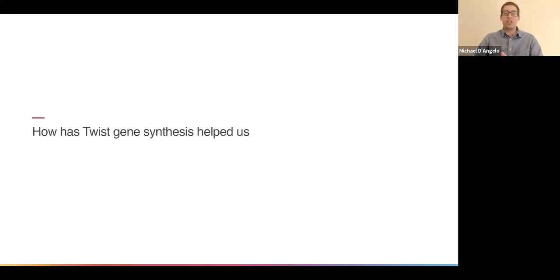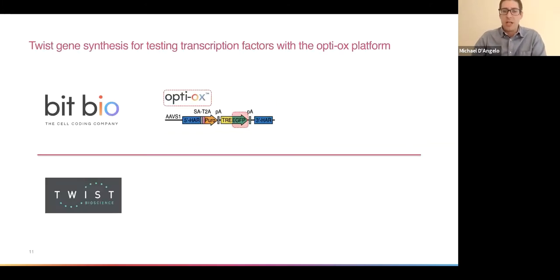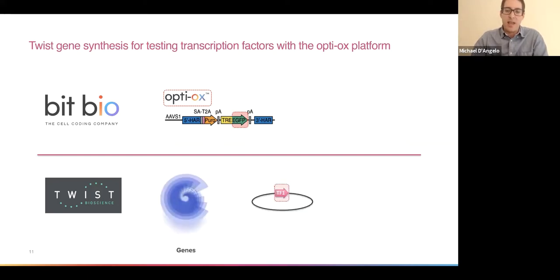So how's Twist gene synthesis helped us in our mission? In order for us to get access to different transcription factors that we want to test with the opti-ox platform, we use Twist gene synthesis. What we used to do was, when we had a new transcription factor, we would get it synthesized in the Twist cloning vector. Then they would send it to BitBio, where me and my team would then perform subcloning into our opti-ox vectors.